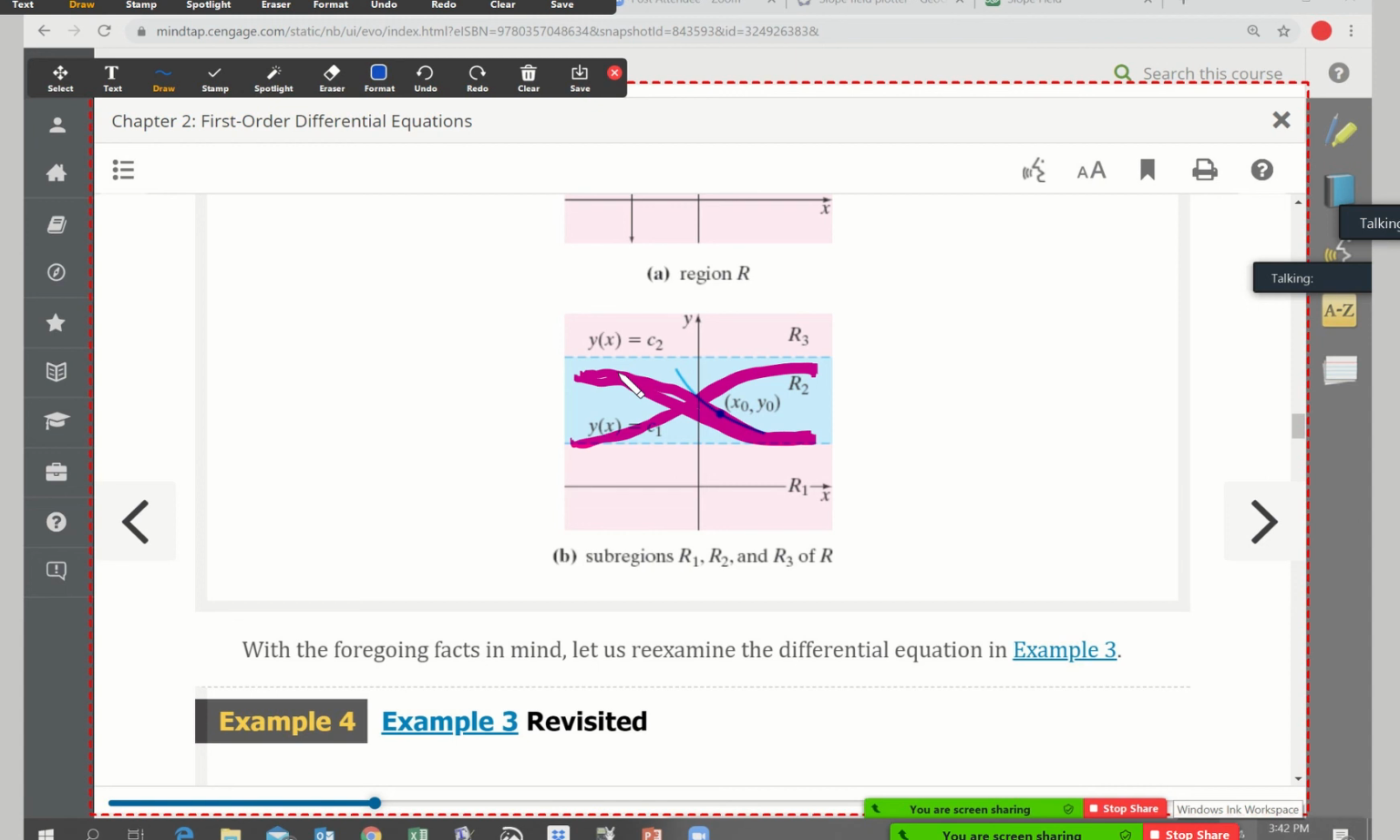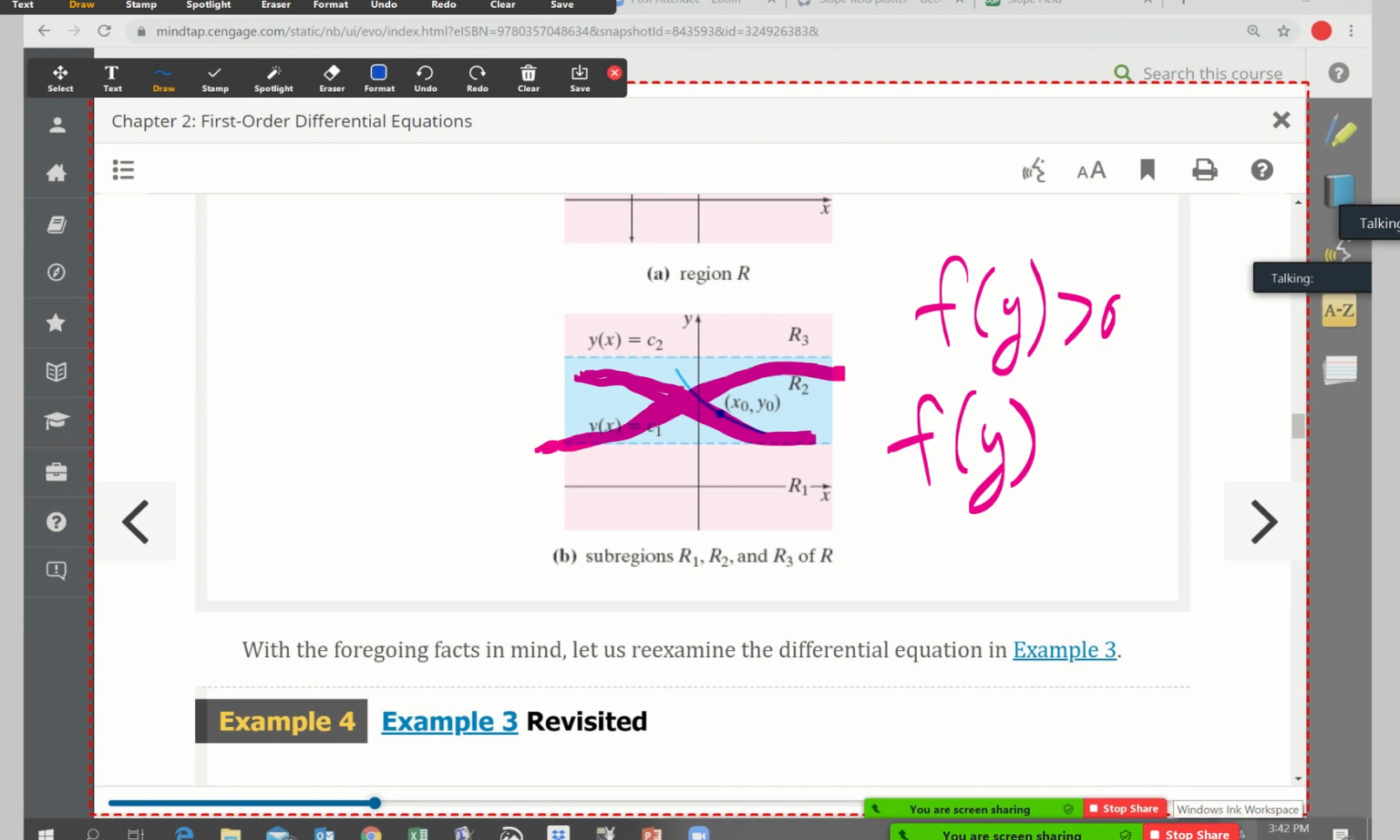And you can figure out in which direction it would approach if you knew the sign of that function f of y in region 2. For example, if f of y was positive, in other words the solutions would have a positive rate of change, it'd be increasing, then it would look like this, because that would be a monotonically increasing function in region 2, in which case the function would approach C1 as x approaches negative infinity, and it would approach y of x equals C2 as x approaches positive infinity.